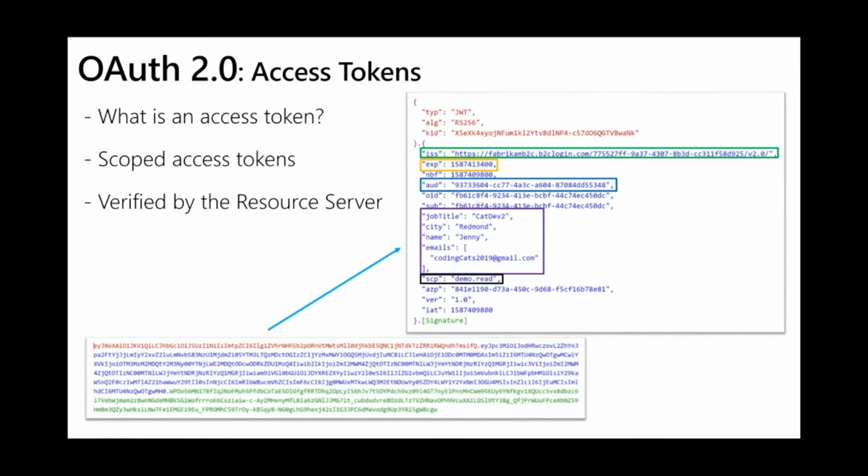These access tokens that we're talking about today are scoped access tokens. So OAuth introduces the concept of scoped access tokens. Remember when the user had to consent to a set of permissions in the dialog box? Those permissions are called scopes. So the access token is scoped to the permissions accepted by the user.